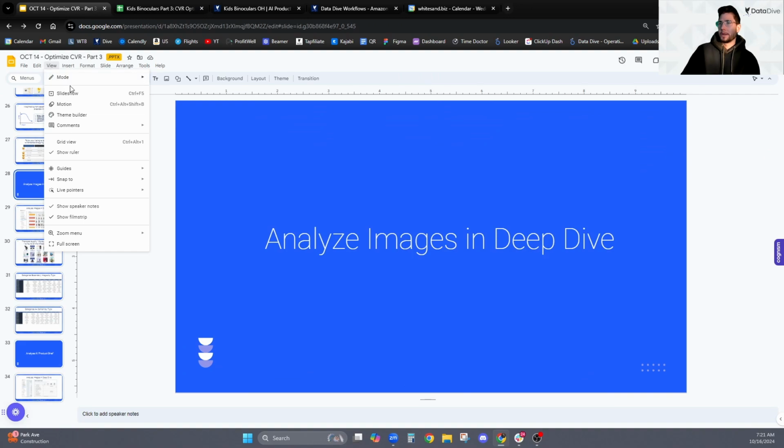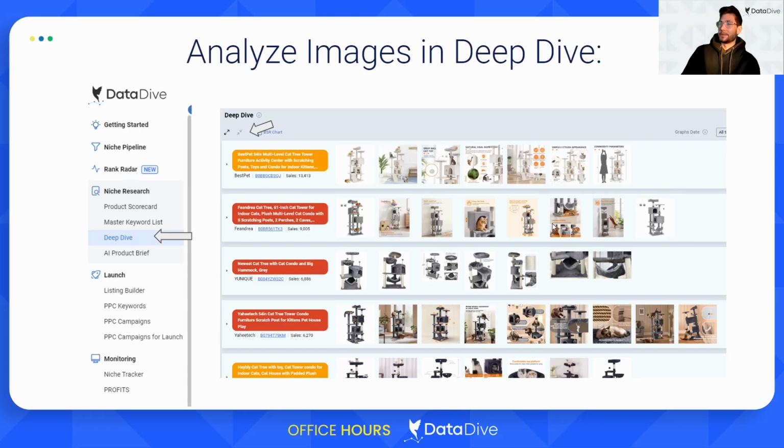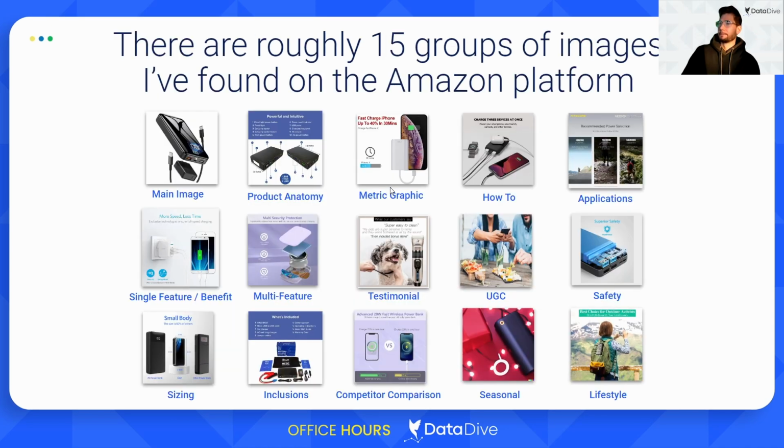So step number 1 is you're going to analyze and categorize the images. The first thing you're going to do is go into Deep Dive and analyze the images inside of Deep Dive. In order to do that, you're going to go to the Deep Dive tab on the left-hand side of your screen. Then what I recommend doing is clicking on the arrows pointing in at each other. It's going to collapse the galleries, so all of the image galleries are in one spot.